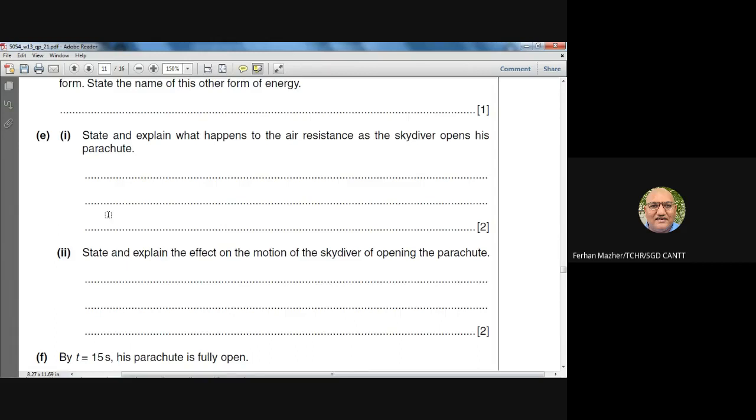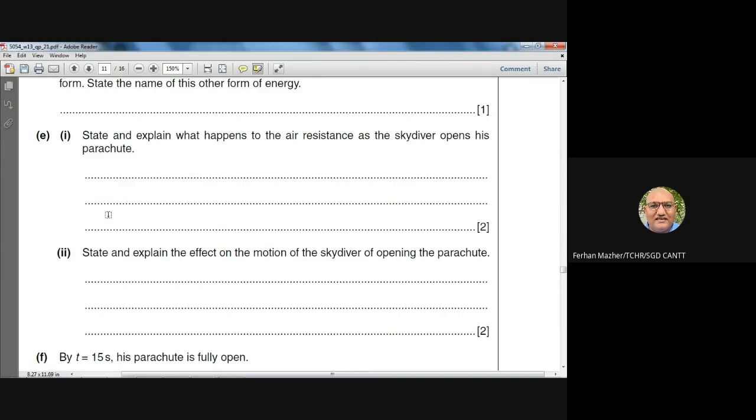When he opens his parachute, his surface area becomes very large. So the air resistance after opening the parachute will be immense. It will be more than his weight. So there will be a resultant force in the upward direction, because the air resistance is more than his weight. The weight is acting downward, the air resistance is acting upward, so the resultant force will be upward.